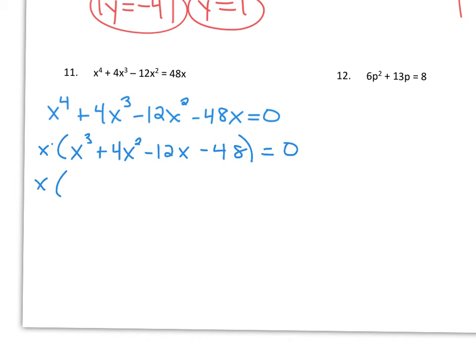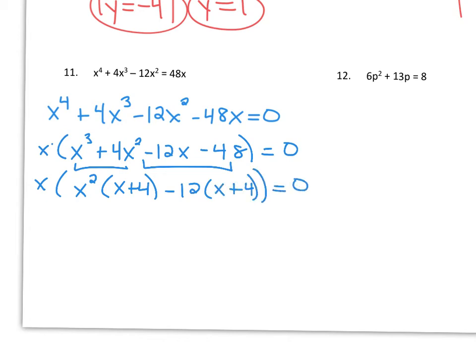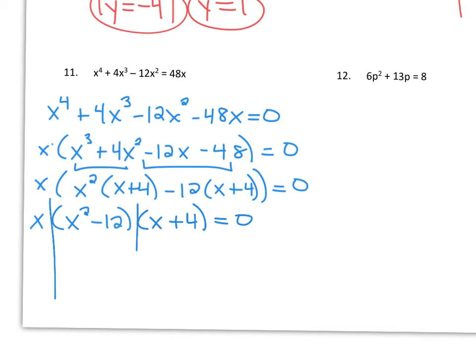Okay, now I can do the grouping. So I'm going to group together the first two terms, pull out an x squared, which leaves me with x plus 4. Then out of these two terms, I could pull out a negative 12, which also leaves me with positive x and positive 4. All right, so let me bring the x down, and I'll group together the x squared minus 12. And then I'm going to rewrite this common parenthesis just once. All right, so I can't factor anything further, so I'm just going to jump into my t-chart.